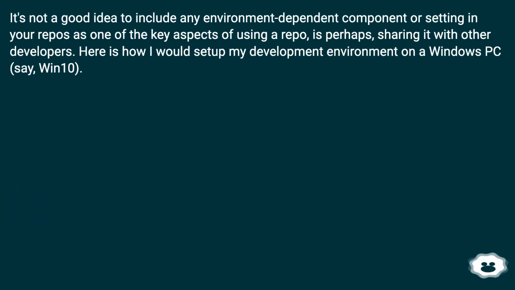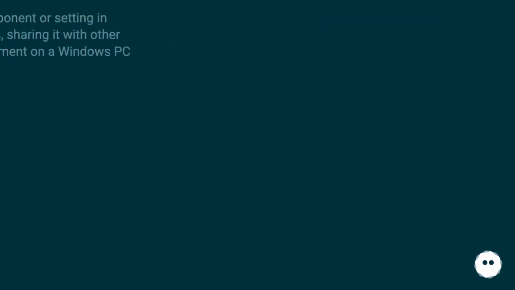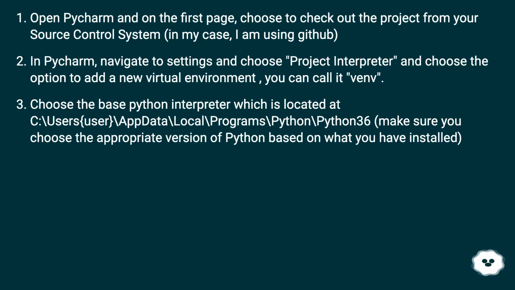It's not a good idea to include any environment-dependent component or setting in your repos, as one of the key aspects of using a repo is perhaps sharing it with other developers. Here is how I would set up my development environment on a Windows PC, say, Win 10. Open PyCharm and on the first page, choose to check out the project from your source control system. In my case, I am using GitHub.